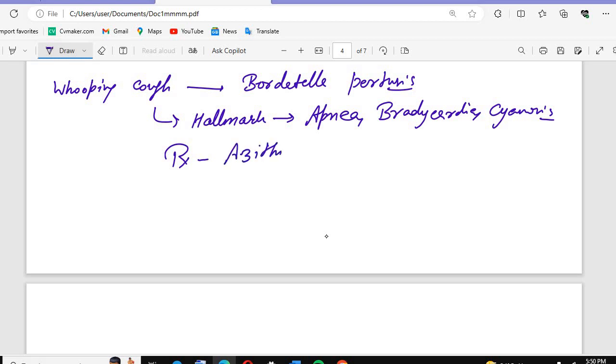Azithromycin can be given. Can you tell me what the azithromycin class is? That is macrolides. So we have whooping cough, caused by Bordetella pertussis. The hallmark is apnea, bradycardia, and cyanosis. You need to remember that, and that is done about whooping cough.